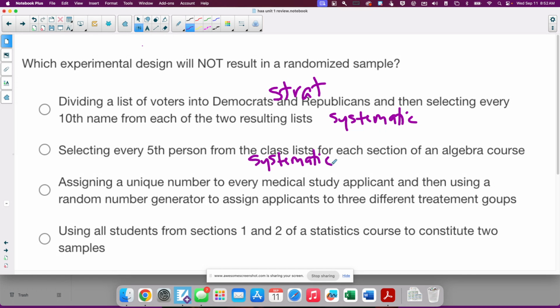Okay, assigning a unique number to every medical student, and so on. This is literally the definition of a simple random sample. You're giving everybody the same chance of being in it. Using all students from sections 1 and 2 of a statistics course to constitute 2 samples. Okay, it doesn't say anything about how they're put into the 2 samples. It doesn't say anything about any kind of random, which means this is the one that is not random.